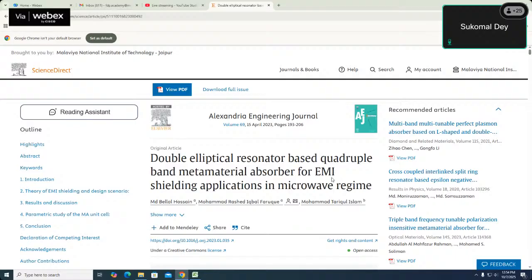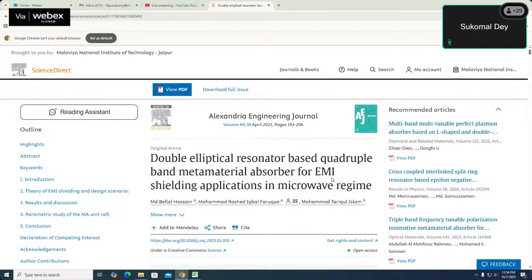To make the S1 identical to 0. So ultimately, what is the concept that you are dealing with? As I said, you are basically making an impedance matching surface, right? So the main important point here is the absorbability.